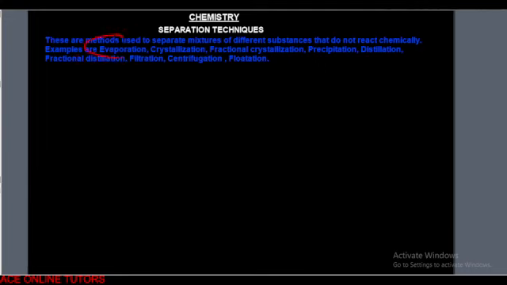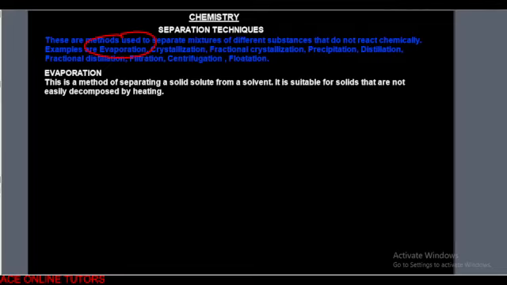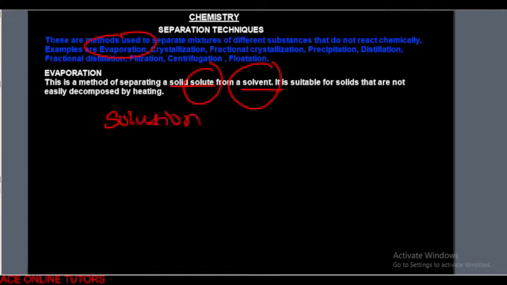Now, what is evaporation? When are you going to be using evaporation? Now evaporation is a method of separating a solid solute from a solvent. Now you need to know these words. What do you call a solute and what do you call a solvent, and also what we call a solution? Now what we mean by a solute? A solute is just something that can dissolve in another thing.